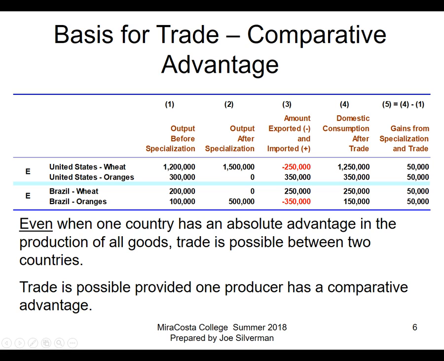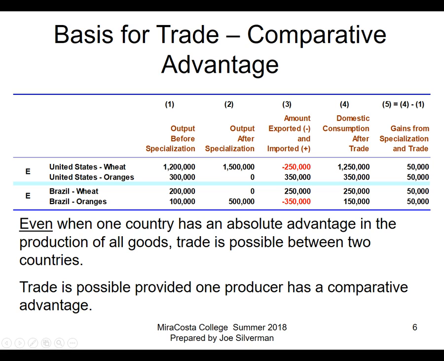I just mentioned that Brazil has a comparative advantage in the production of oranges. So if they do, they're going to put all their resources into producing oranges, which means that they could produce as much as 500,000 tons of oranges. We don't have a comparative advantage. We have an absolute advantage, but it really doesn't make any difference whether we produce wheat or oranges. So if Brazil is going to produce oranges, then we should produce wheat. And what I'm saying over here is the U.S. will specialize in producing wheat and will produce 1,500,000 tons of wheat. Okay, that's great.